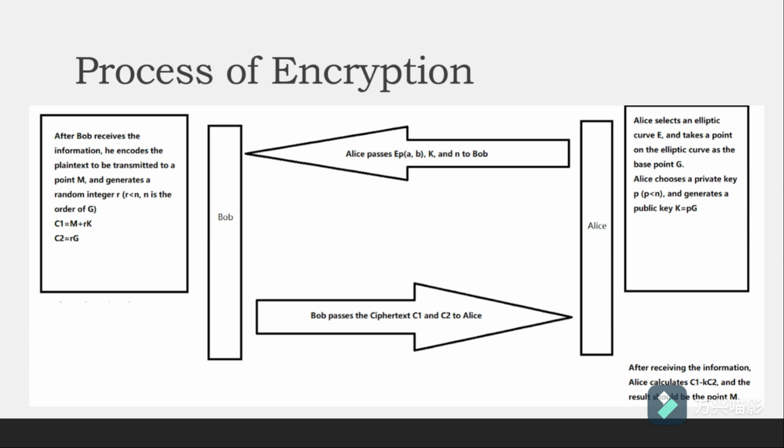Bob receives the message and encodes the plaintext to be transmitted as a point M, and generates a random integer R, which is smaller than N. And then Bob calculates the points C1 equal to M plus R times K, and C2 equal to R times G. Then Bob passes C1 and C2 to Alice. After receiving the information, Alice calculates C1 minus P times C2, and the result should be the point M.